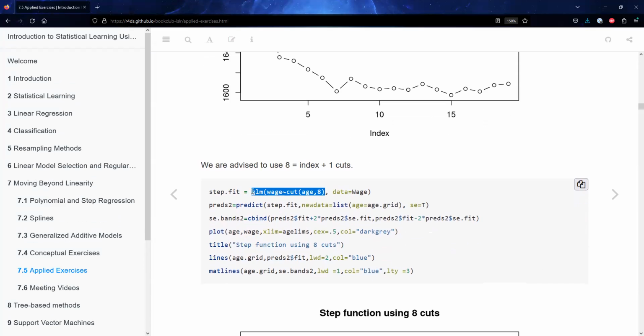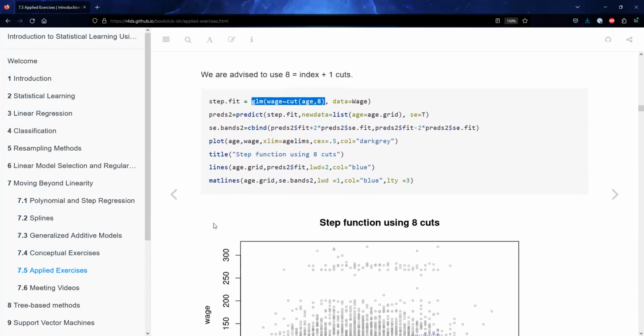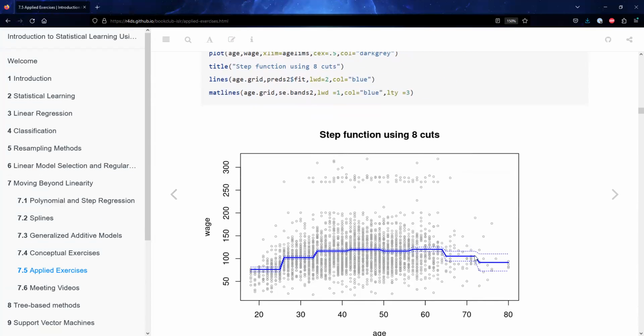Proceeding with a generalized linear model with 8 cuts, we have this picture here. Once again, we observe that our model is pointing out that people in the middle ages of the age range tend to make more money, whereas the younger and the older people tend to make less money. Along with apparently pretty reliable confidence interval bands.